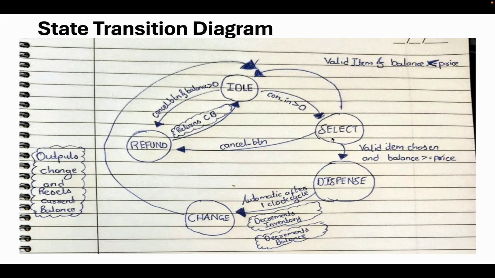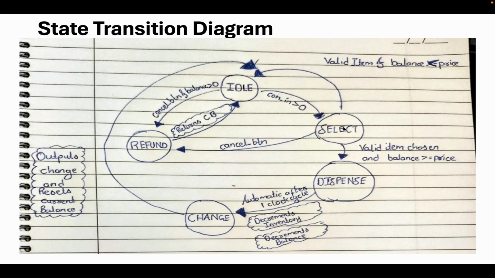Now in the select state, you will have multiple choices. If a valid item is chosen, that means you have selected chips, and whatever your balance amount is, it is greater than the product price. If you have chosen chips of 20 rupees, you should have a balance of 20 rupees or 25 rupees. So you will go to the dispense phase. During the change phase, what will happen? The 5 rupees extra that you had in the balance will be given as change.